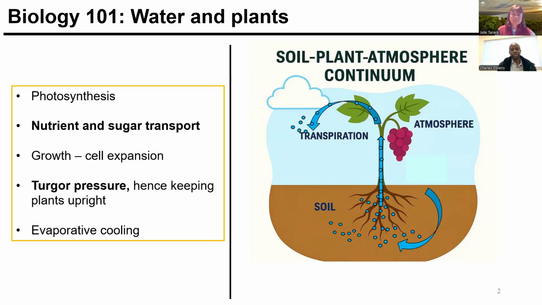Then we have the nutrient and sugar transport. We know very well that water is a universal solvent. So the plant uses this water as a means of transportation. All the nutrients that are in the soil need to be moved to the growing tissues of the plant, to the storage tissues, and also to the fruit. After dissolving all these nutrients, the water transports them to where they are actually needed.